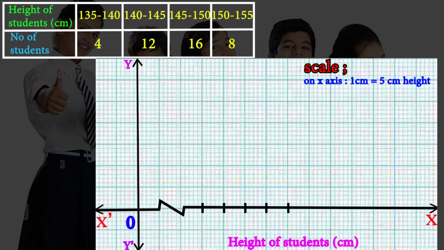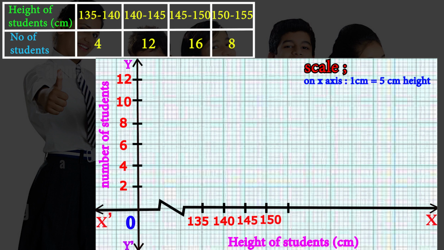Let us take frequency, that is the number of students, on the y-axis. We have left place on the x-axis from the origin. Let us make a crink mark there. We will mark at 1 centimeter distance such as 135, 140, 145, 150.